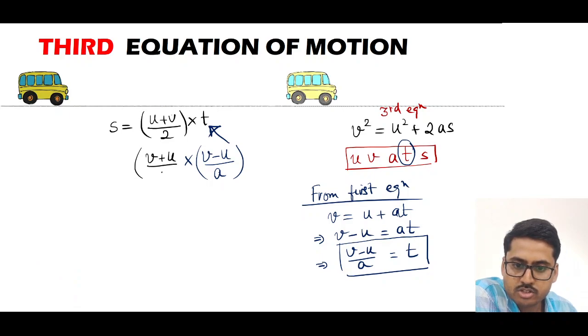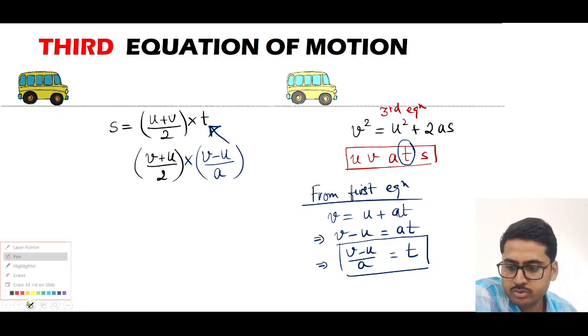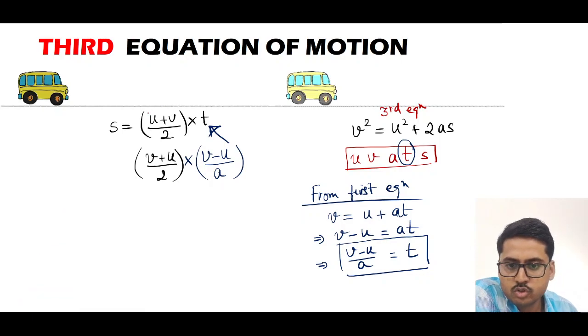I have done just a small change over here. Why? I'll show you. I have just written u plus v as v plus u. I have not made any more changes, and t is substituted by v minus u by a.